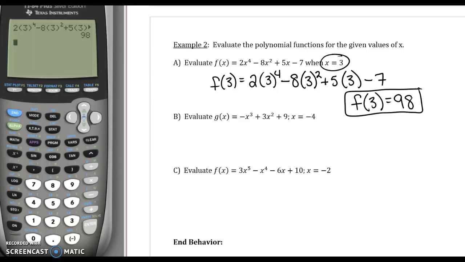The parentheses are even more important on example B because we are going to plug in a negative number. And in order for your calculator to do this correctly, you need parentheses around that negative. So g of negative 4 equals negative parentheses negative 4, close your parentheses to the third, plus 3 parentheses negative 4, close your parentheses squared, plus 9. Enter that into your calculator.